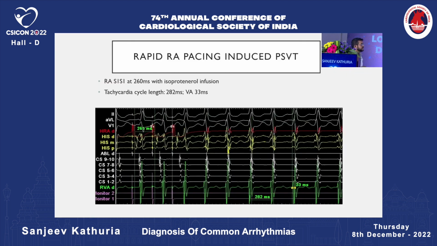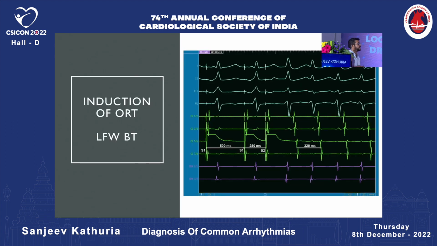Now let's see, this is a pacing which I've just told you about, the AH jump. Can you appreciate here? There is an AH jump, the AH prolongs. After that, there is a tachycardia which sets in. The V and A are in the same line, so it's almost a V on A tachycardia. So in the tachycardia, your VA interval is hardly 33 milliseconds, less than 70. This is about AVNRT. That's the induction of an orthodromic tachycardia.